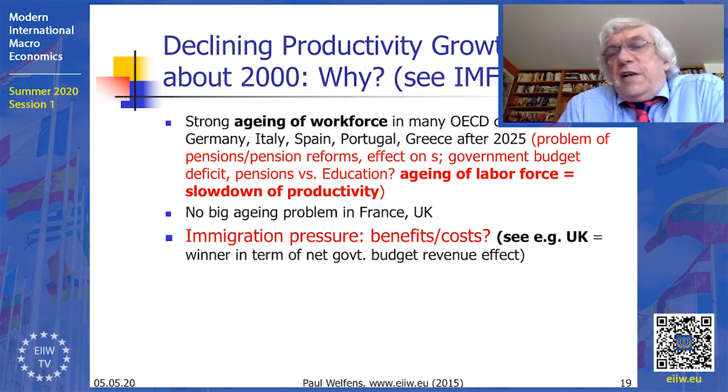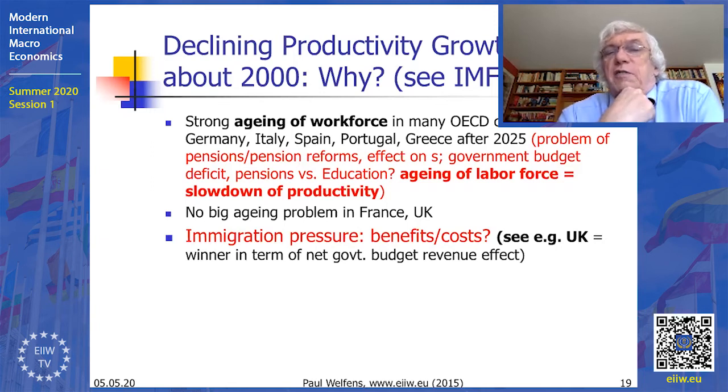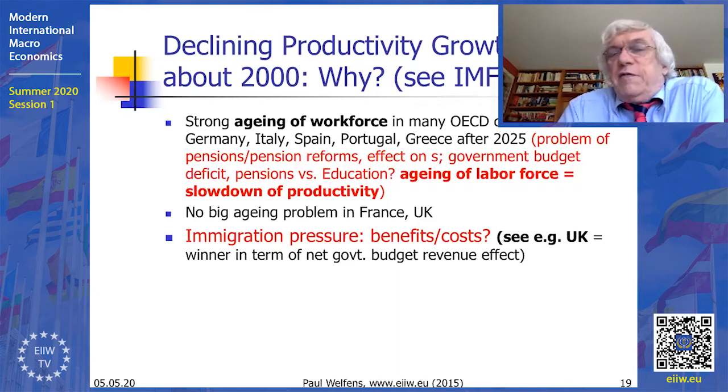So basically, the aging of the labor force lets us expect that we will see a slowdown of productivity, because older workers find it more difficult to learn new things. Okay, maybe that retraining is not really adequate, but this is a demographic challenge for, I would say, Europe. A little bit less for France and the UK than for the countries mentioned here.